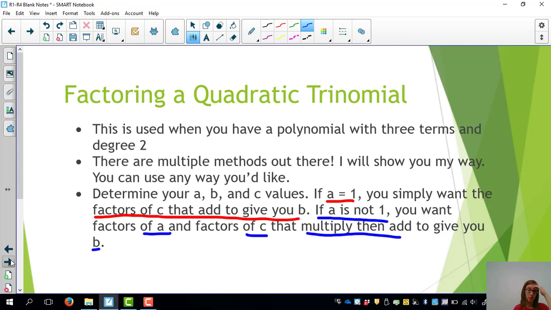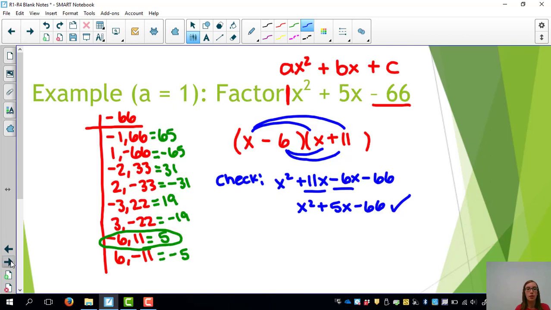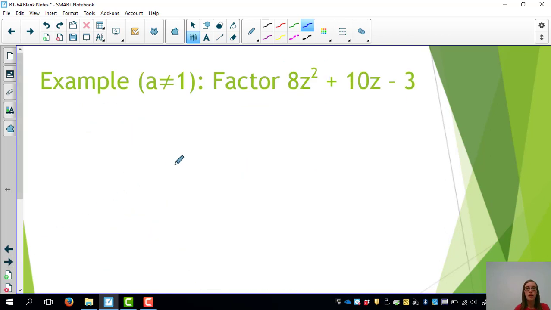And the reason I like to use a chart is it really shows you what you're doing when you're factoring. However, there are other methods out there which will be shown in another video. When I use a chart, I use something called the butterfly method. This is of the form ax squared plus bx plus c.